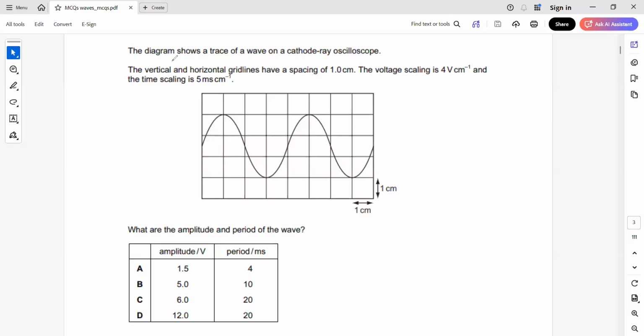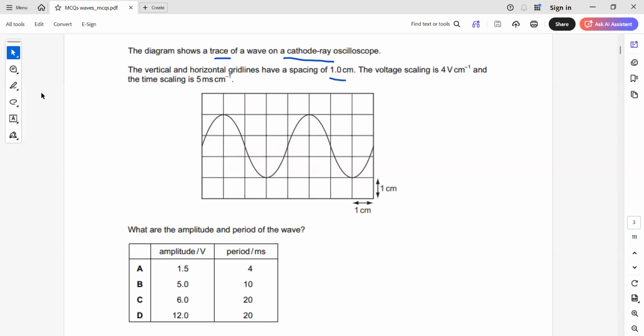In this question, the diagram shows a trace of a wave on a CRO, cathode ray oscilloscope. The vertical and horizontal grid lines have a space of 1 centimeter, and the voltage scale is 4 volts per centimeter. So what is the amplitude? And what is the period, the time period? You can use the chat to answer.